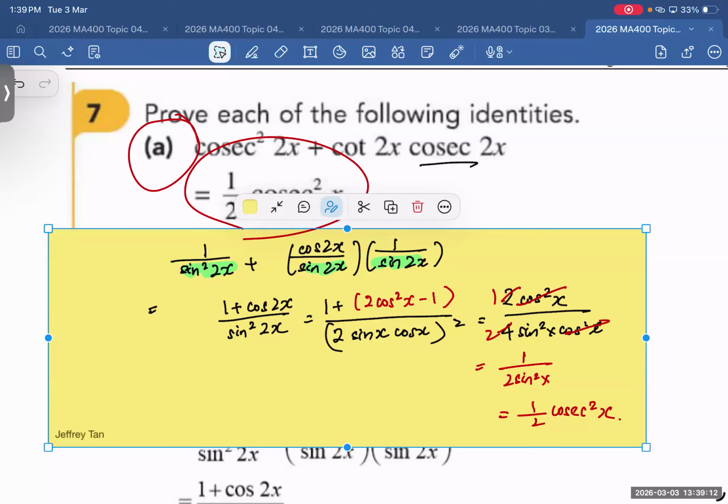Okay, we are reaching the last 15 minutes. No more toilet break. No toilet break.